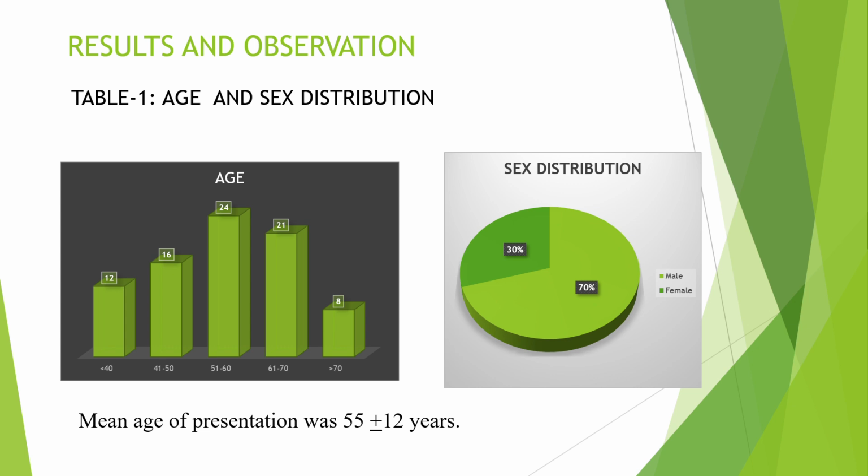Results and observations. These are the results of age and sex distribution. The mean age of presentation was 55 plus or minus 12 years. We can see 70% and 30% were female and male respectively. According to the decades shown in the bar diagram, less than 40 years, 12 patients; 41 to 50, 16; 51 to 60, 24; 61 to 70, 21; more than 70, 8. And the mean age of presentation is 55 plus or minus 12 years.